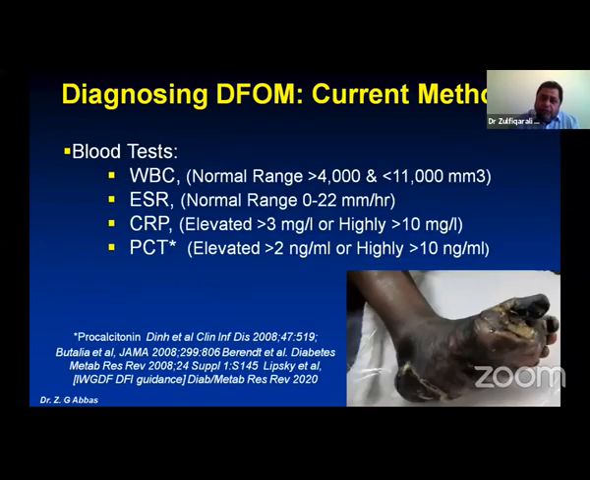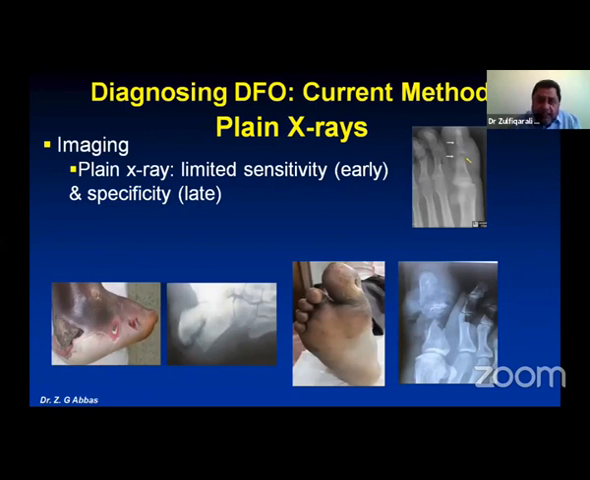Blood tests for osteomyelitis: the white blood cell count would usually be higher, and the ESR would be high. C-reactive protein and procalcitonin would all be measured, and would be high. For diagnosis, plain X-ray is still used, but it is limited in sensitivity in the early stage.